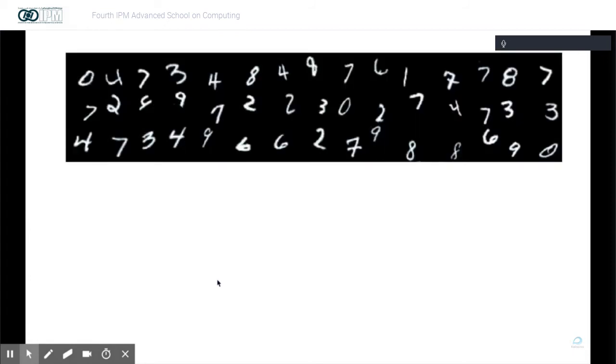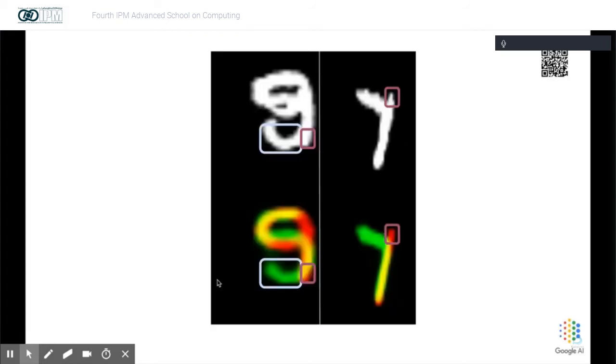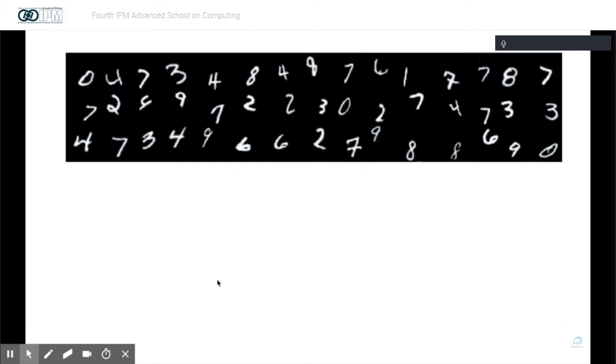We want to evaluate CapsNet's viewpoint generalization as well. So after training on MNIST digits, we test them on affine transformed MNIST test digits. Capsules show significantly better viewpoint generalization than baseline CNNs.